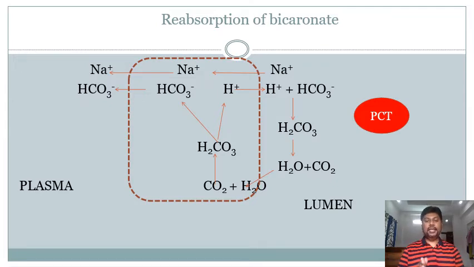Next, in the proximal convoluted tubule, the H plus released is used for reabsorbing bicarbonate, whereas in the other parts, that means in the distal convoluted tubule, the collecting duct, and the loop of Henle, the H plus released will be buffered by two different buffers.